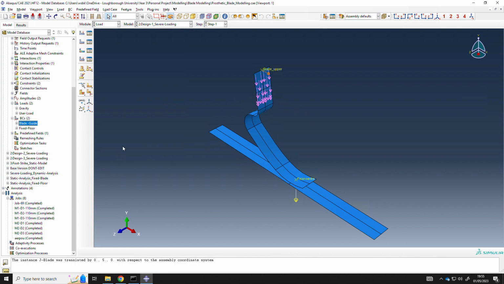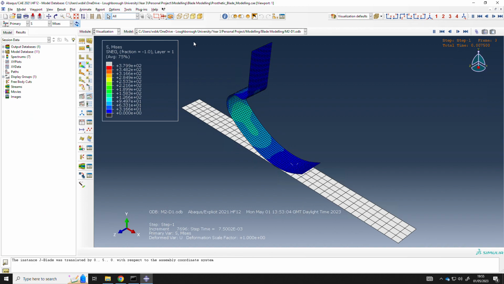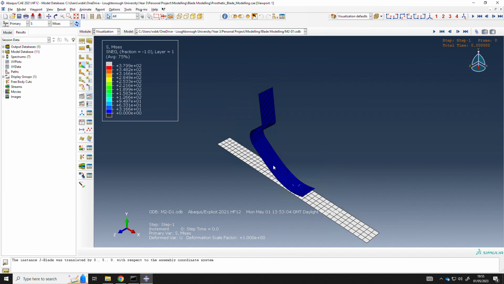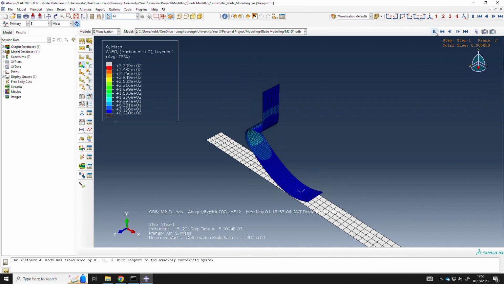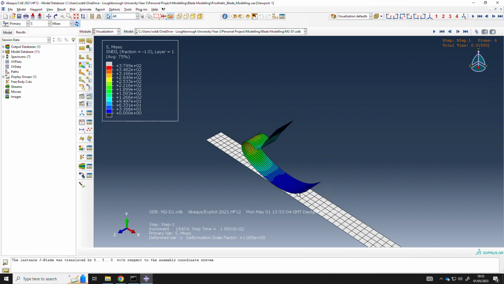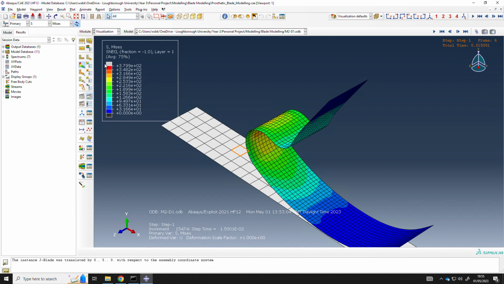Now let's look at some of the results. Here we can see the contact of the blade. If we bring the model back to the start, we can play and have a look as the model progresses. In this model, all blue regions correlate to regions of low stress, whereas red or amber regions have high stress.